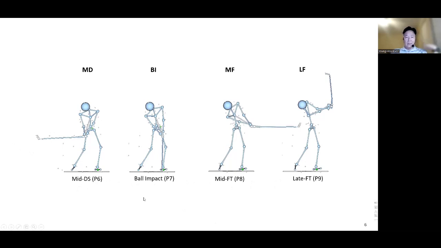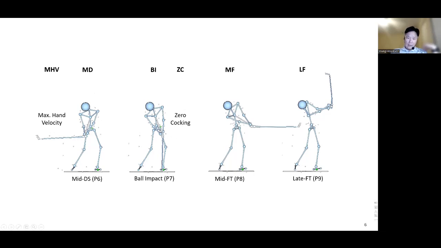We can also add additional events here. So between the EDA and the mid downswing here, MD, you will have the maximum hand velocity instant. So at this instant, the hand velocity becomes the maximum. And then slightly after impact, we have a zero cocking. So when the wrist loses cocking completely.